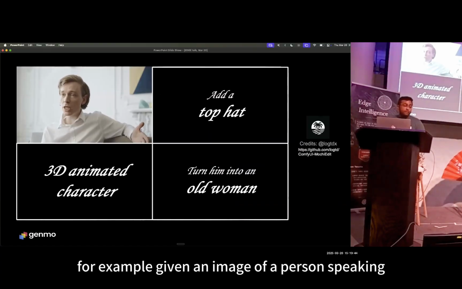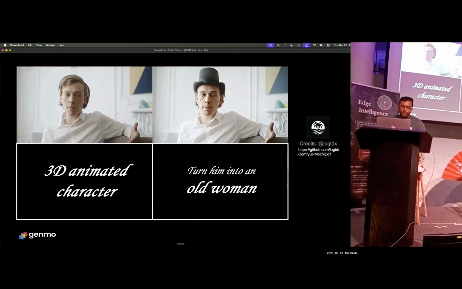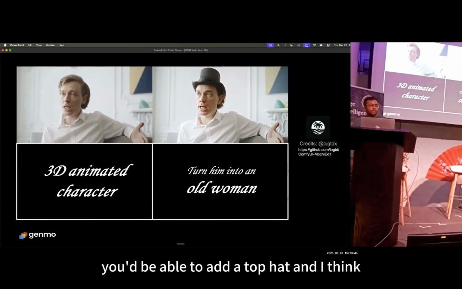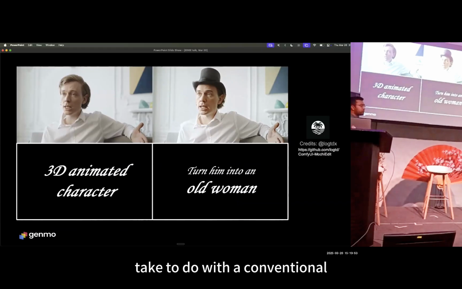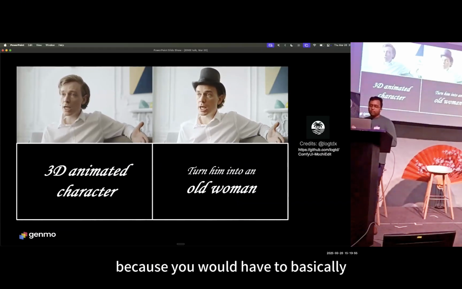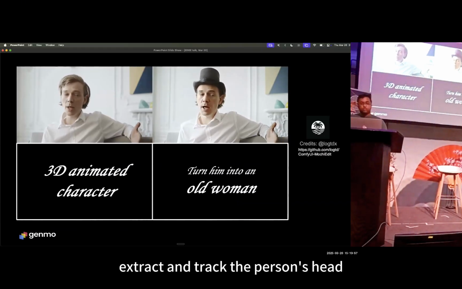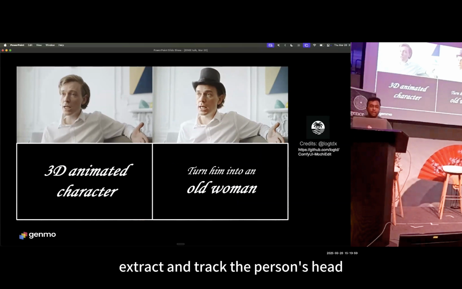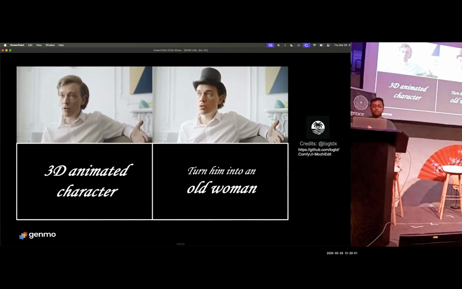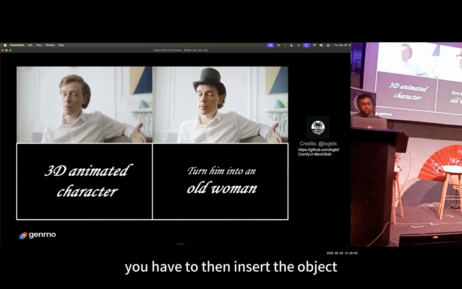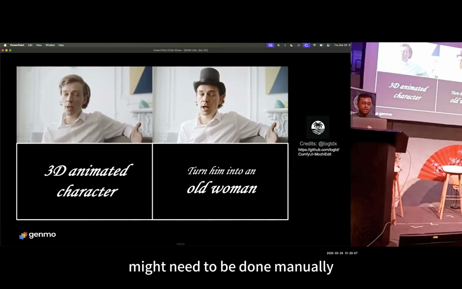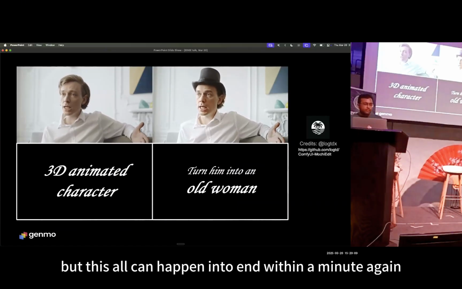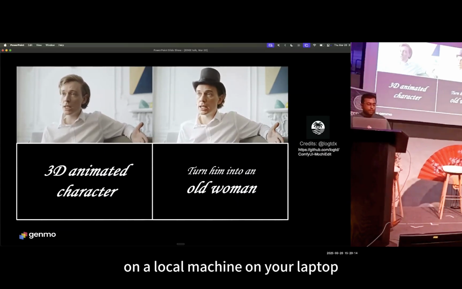For example, given an image of a person speaking, you'd be able to add a top hat. And I think it's really interesting to think about what this would take to do with a conventional video editing pipeline, because you would have to basically extract and track the person's head. You may have to rotoscope them out, which would be hugely laborious. You have to then insert the object, relight it, which is really difficult. It might need to be done manually, and then composite it back together, right? But this all can happen end-to-end within a minute, again on a local machine, on your laptop.